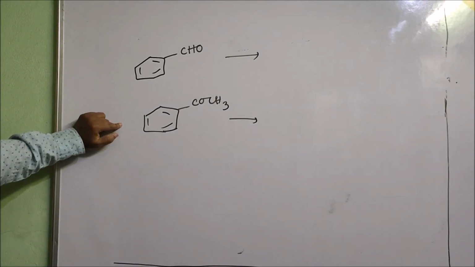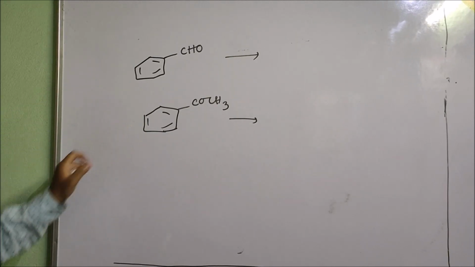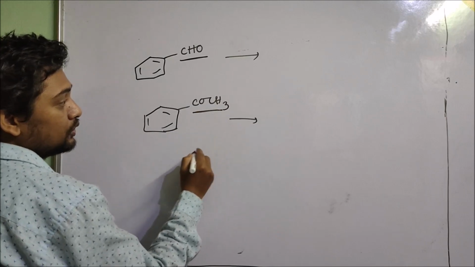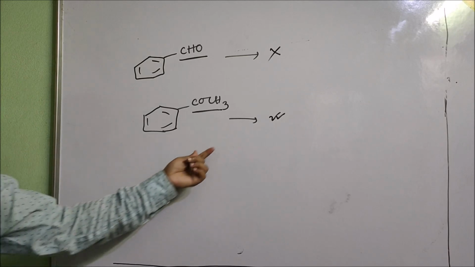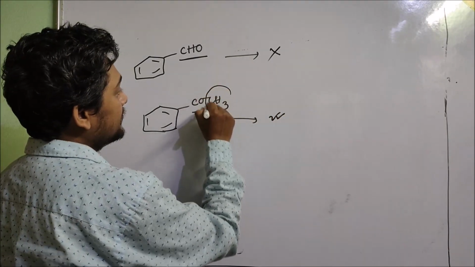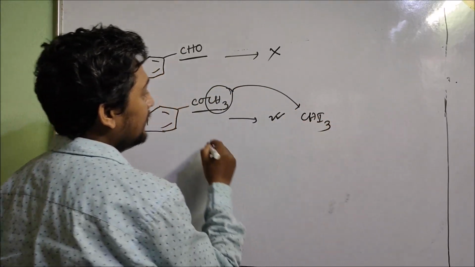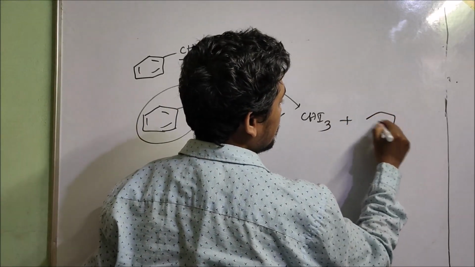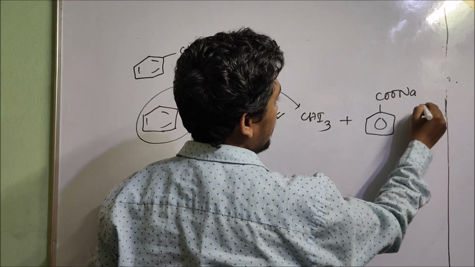Now between these two compounds, this is benzaldehyde, this is acetophenone. This compound does not have any ketomethyl group, so it does not give the iodoform reaction. This contains a ketomethyl group, so it will give the iodoform reaction. So what will be the product in these reactions? In this reaction, this methyl group will convert into CHI3 and this one will convert into the corresponding carboxylic salt, COONa.